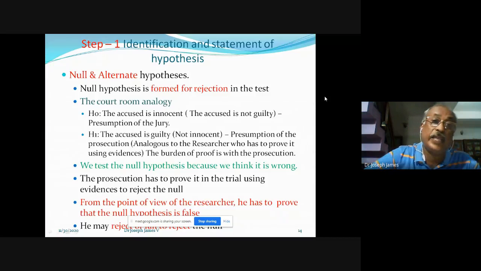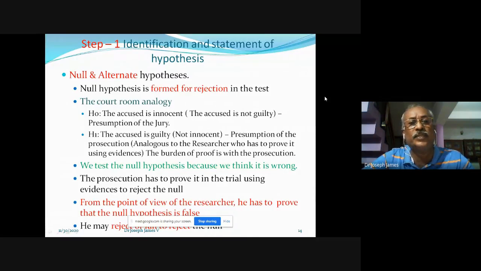Or when we think from the angle of the prosecution, they want to reject the null hypothesis that the accused is innocent. On the basis of this, the prosecution will make a detailed inquiry and collect evidence to prove that the accused is not innocent, that he is guilty. Therefore, the prosecution's hypothesis is the alternate hypothesis that the accused is guilty, or not innocent. The prosecution wants to prove that he is not innocent.